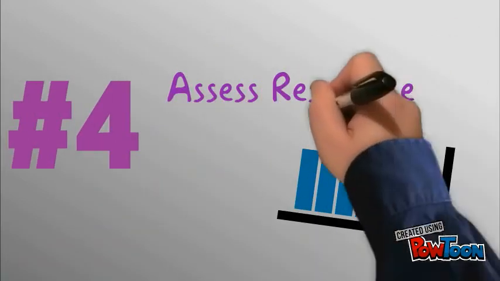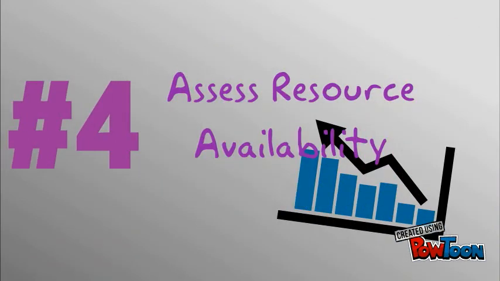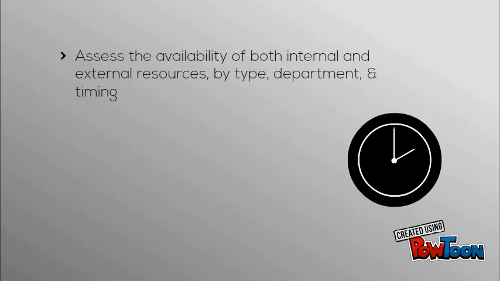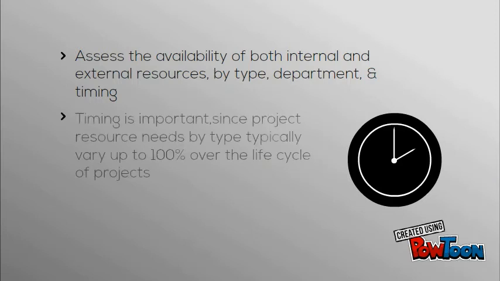Step 4. Assess resource availability. Assess the availability of both internal and external resources by type, department, and timing. Timing is important since project resource needs by type typically vary by up to 100% over the life cycle of projects.